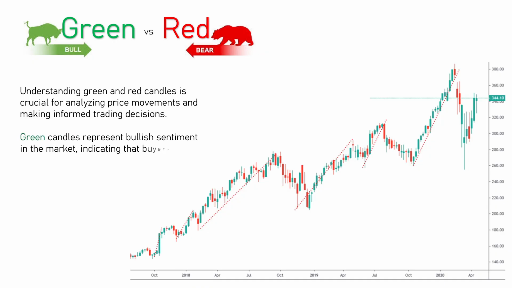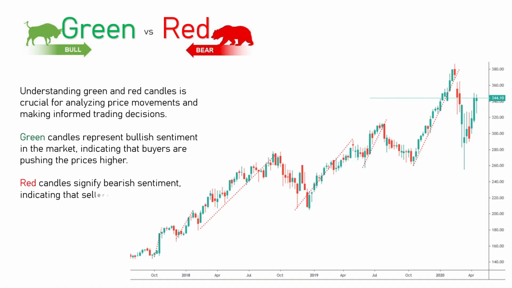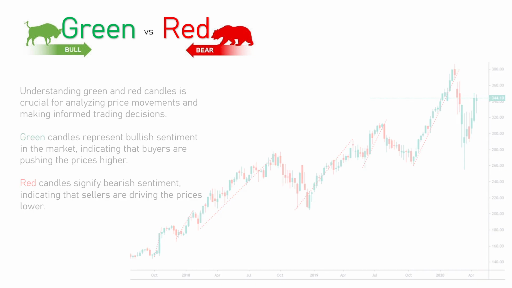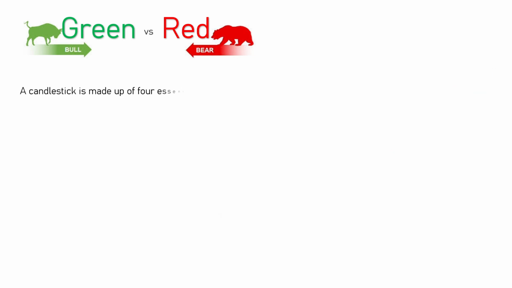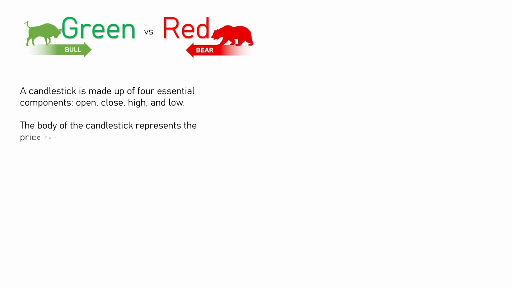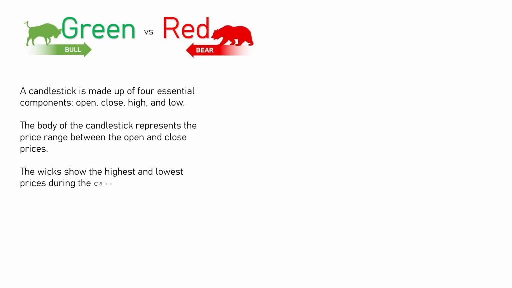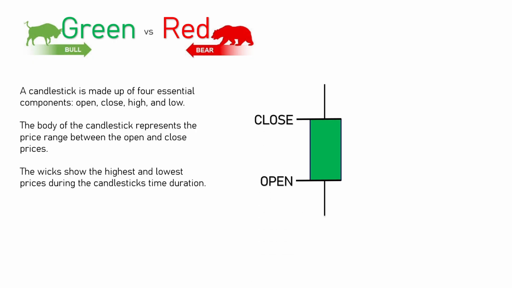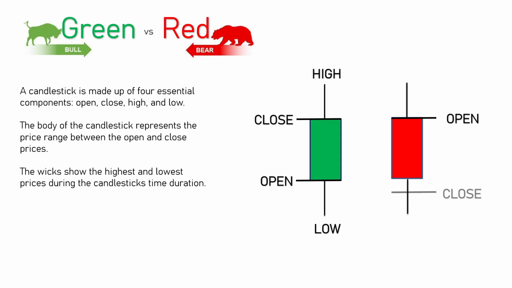Green candles represent bullish sentiment in the market, indicating that buyers are pushing the prices higher. Red candles signify bearish sentiment, indicating that sellers are driving the prices lower. A candlestick is made up of 4 essential components: open, close, high, and low. The body of the candlestick represents the price range between the open and close prices. The wicks show the highest and lowest prices during the candlestick's time duration.